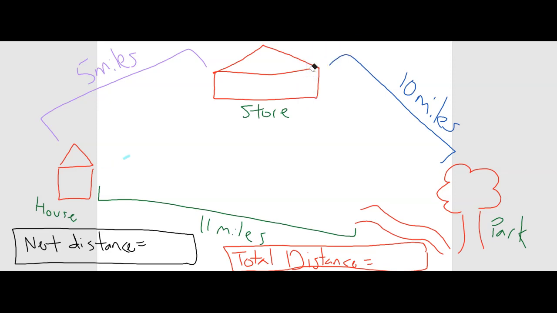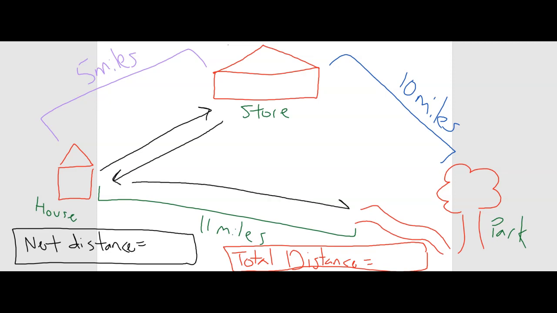So let's say someone goes from the house to the store, back to their house, and then from the house to the park. All right, so net distance-wise, it's still the same, right? They started at the house, and they ended up at the park, so their net distance is 11 miles. Their total distance, well, they went 5 miles to the store, 5 miles back to their house, and 11 miles to the park. So their total distance would be 21 miles. Again, because we're just summing all of the distances that they traveled together.